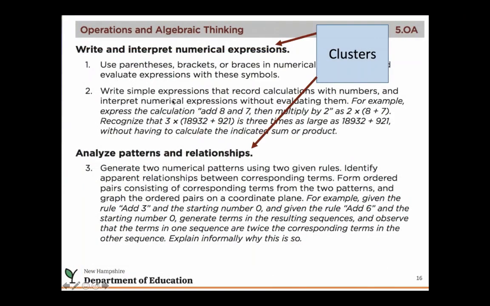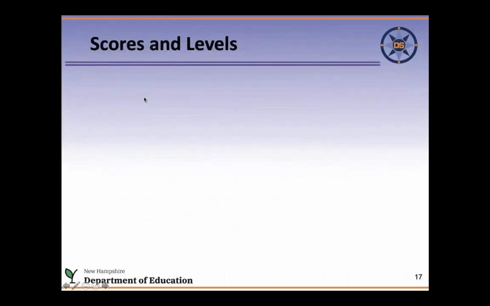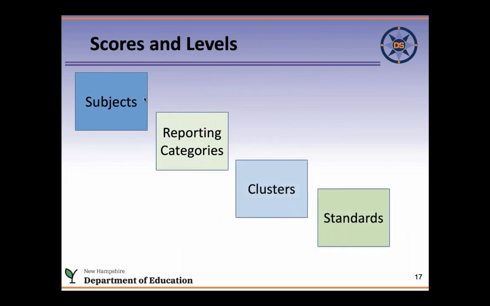And same for math. We've got clusters and standards. And it follows the standards document exactly. It makes it easy that way to figure out what they're doing with all the data. So now we've got the different reporting categories or different areas of groupings, the structure of the data. And now I'm going to talk about the scores and the levels.